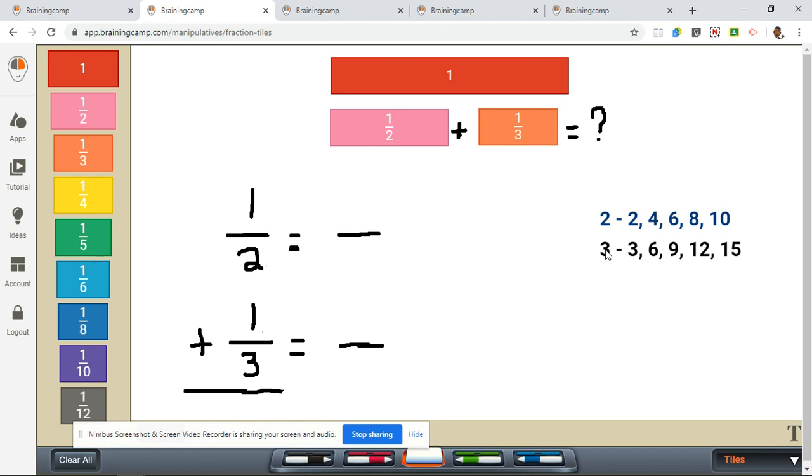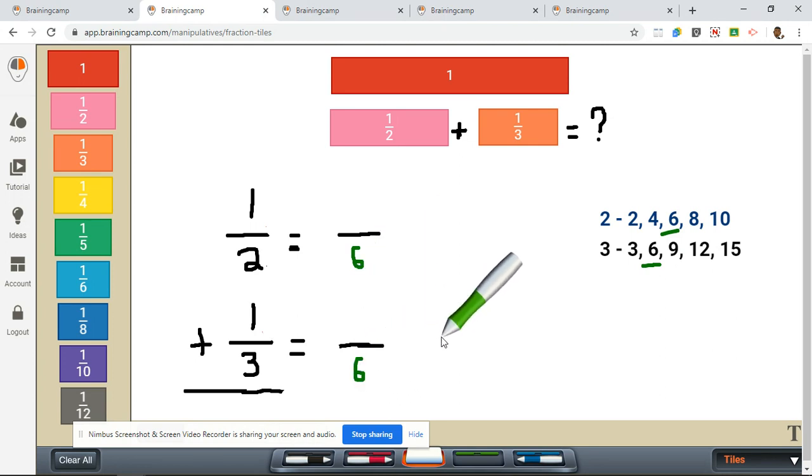If I list my multiples of 2 and 3, I'm going to check to see. My multiples of 2 are 2, 4, 6, 8, 10. Again, I can go on forever, but I'm going to stop there. And then my multiples of 3 are 3, 6, 9, 12, 15. Again, I can continue going, but I want to find the first one that they have in common. The first one that they do have in common, of course, is 6. So with that being said, that's now going to become my common denominator.